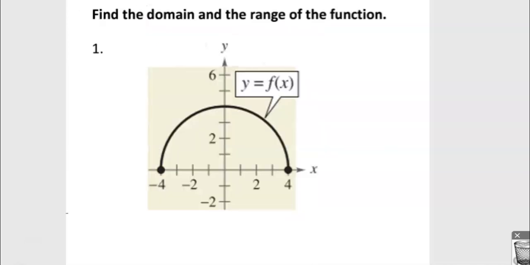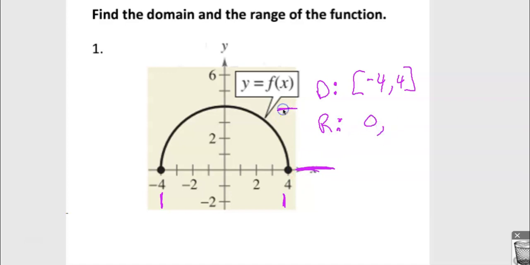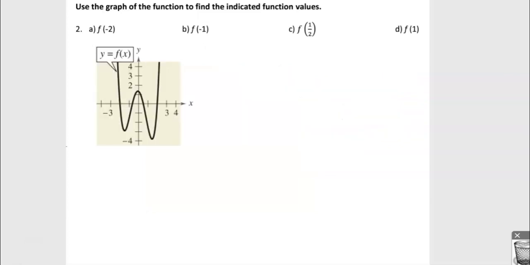Find the domain and the range. So domain, remember, is your x line. And so the domain, notice it goes from -4 all the way to 4 with brackets, interval notation. The range is your y line, so how low does it go from the lowest to the highest? Closed circles. That's your domain and your range.